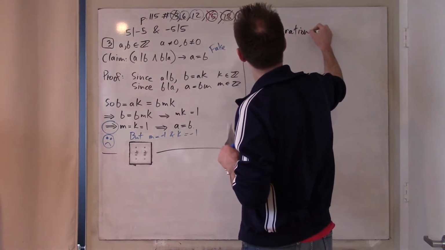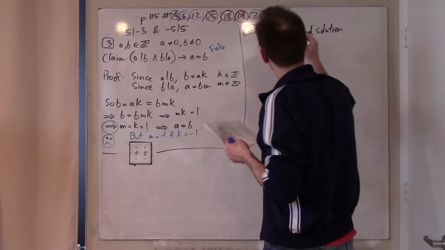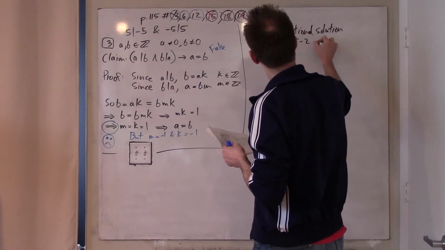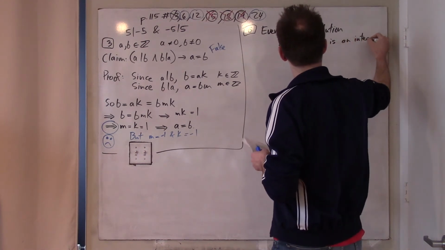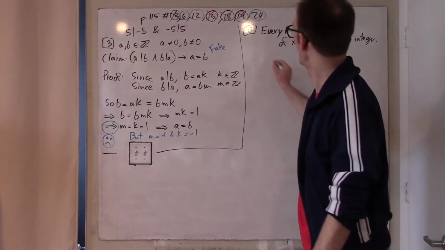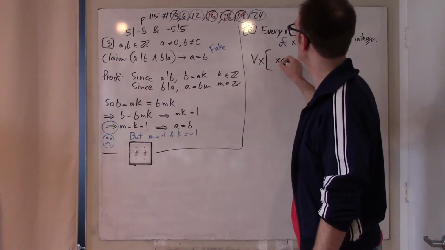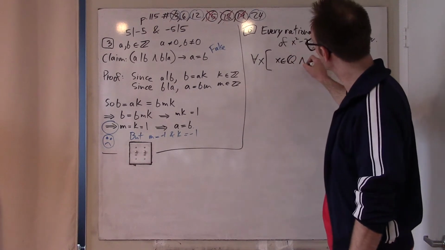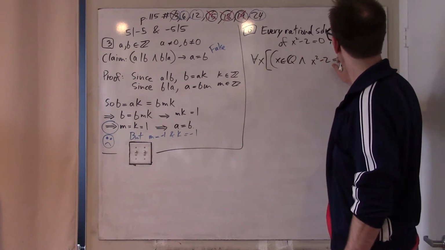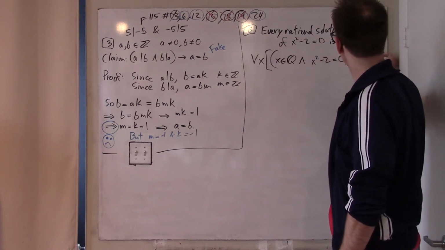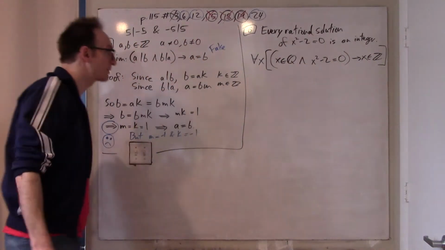Every rational solution of x squared minus 2 equals 0 is an integer. To make a little bit more clear what's going on here, what is being proposed is that for all x, if x is rational and x squared minus 2 is 0, then x is an integer. That's really the theorem written out more clearly and unambiguously in the language of predicate logic.